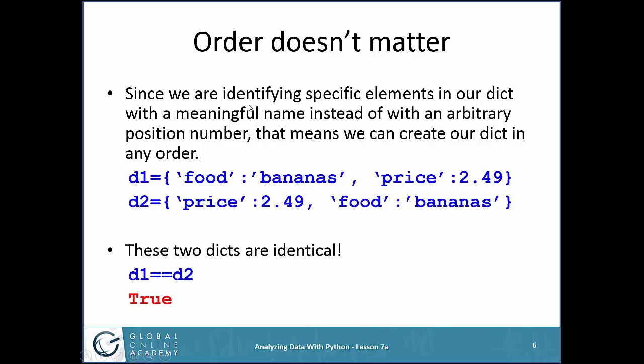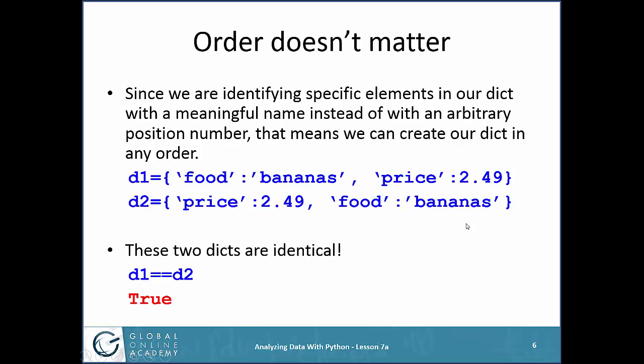Order doesn't matter. There was a difference in a list between what was in position 0, position 1, position 2. But since we're identifying specific elements in our dict with a meaningful name, instead of with an arbitrary position number, we can create our dict in any order. If we do D1 is, well, the food key goes with the value bananas, the price key goes with the value of $2.49, and D2 is the price key goes with a value of $2.49 and the food key goes with a value of bananas.